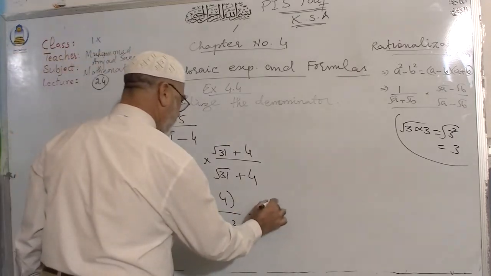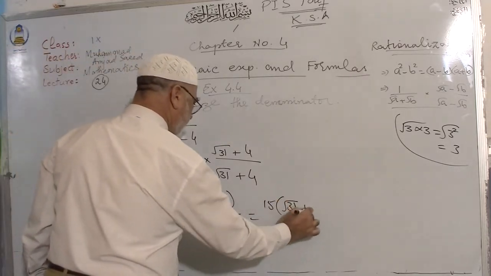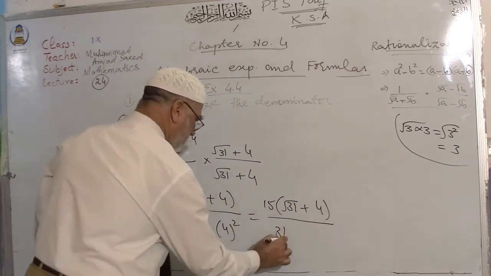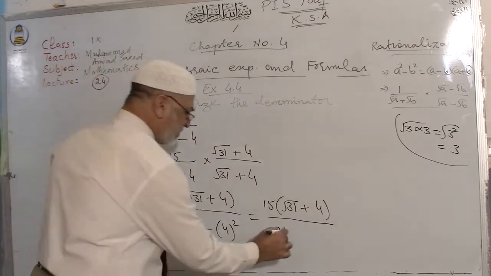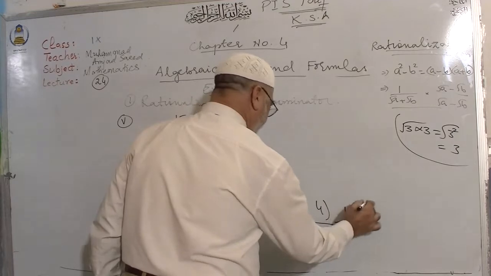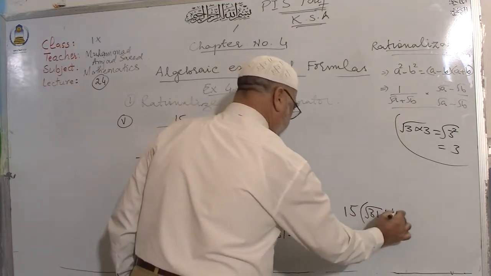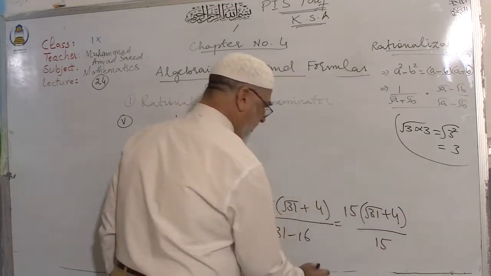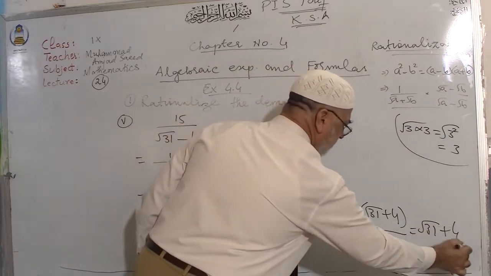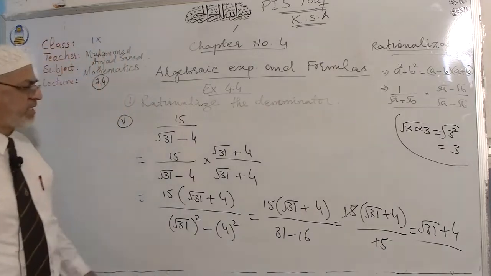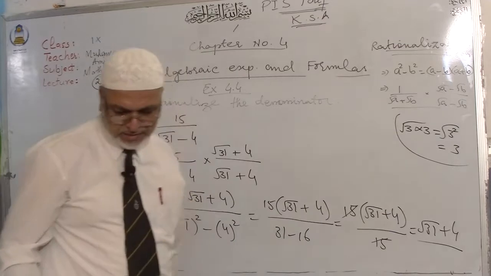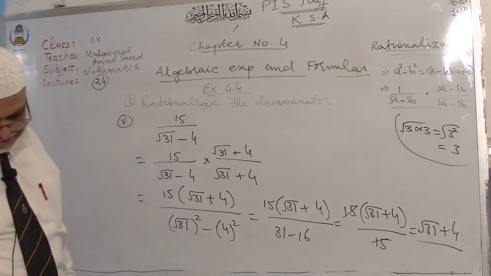15 into root 31 plus 4 over 2, and the square root cancelled out, and this will be minus 16. Remember that 15 into root 31 plus 4 over 15, this is cancelled out. And your last answer is this, your answer without radical sign in the denominator. That is your required answer.